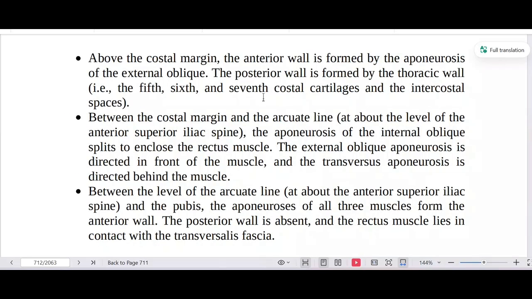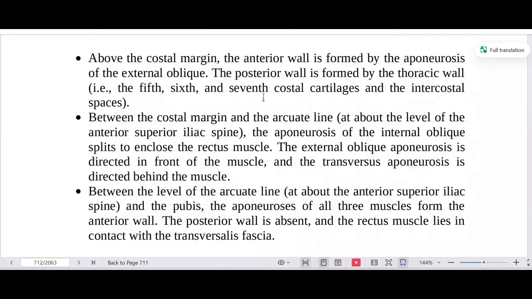Now to make the rectus sheath easy to understand, we have divided it into 3 levels. One level we will consider above the costal margin, one between the costal margin and the arcuate line, and the third level below the arcuate line, that means between the arcuate line and the pubis. Now what is the arcuate line? You will know about it when we discuss it further.